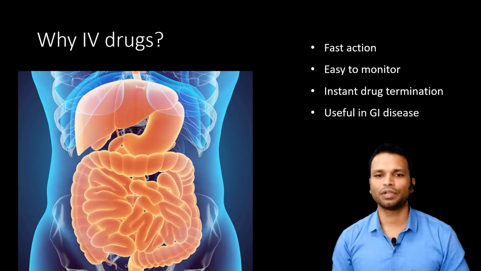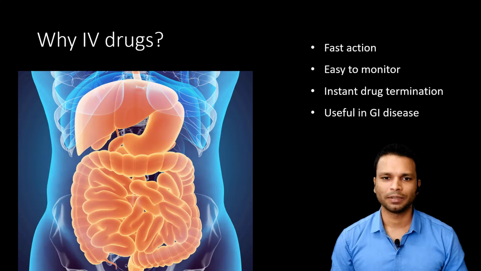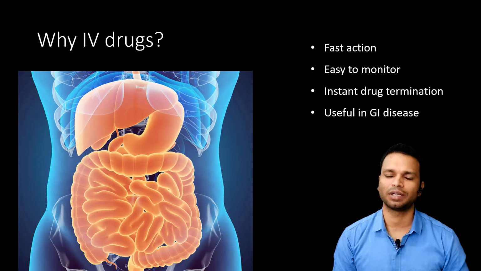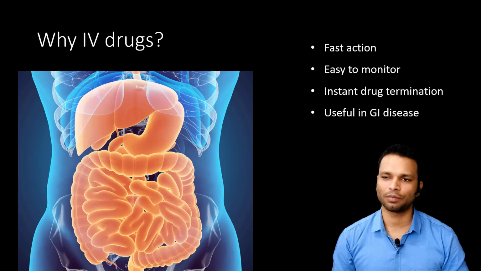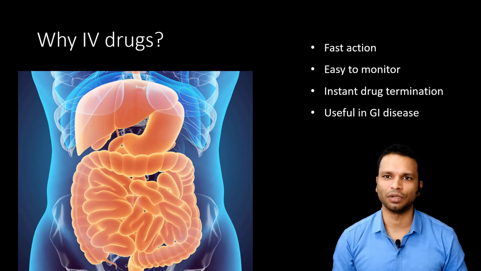Then it is useful in GI disease, as we talked about with the drugs in the oral route. When the patient has a GI disorder, a gastrointestinal disorder, they are not able to absorb the drug from the GI to the blood. So in such patients, IV drugs are very helpful.